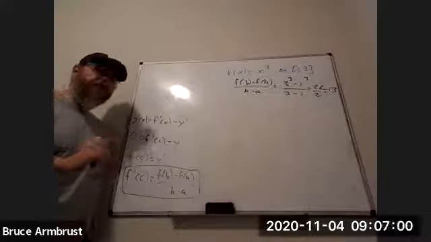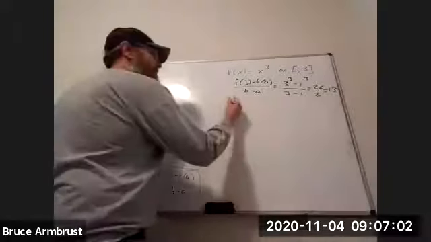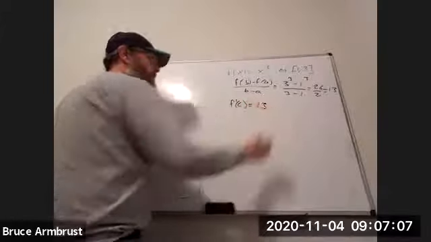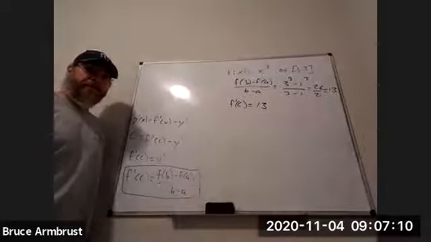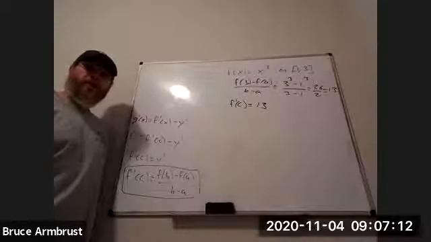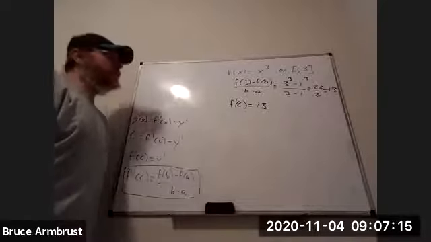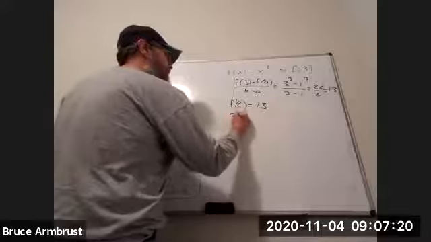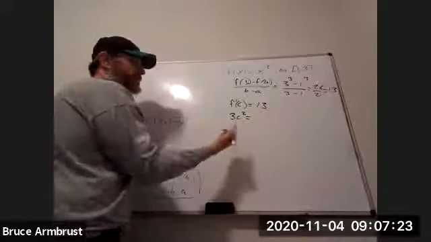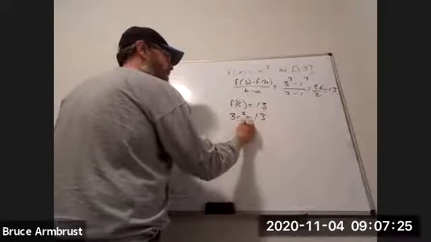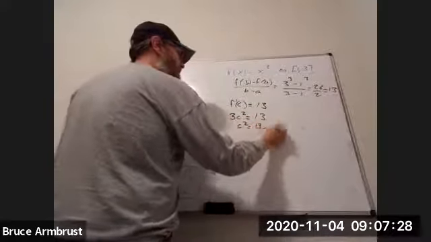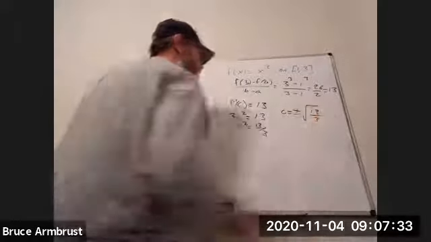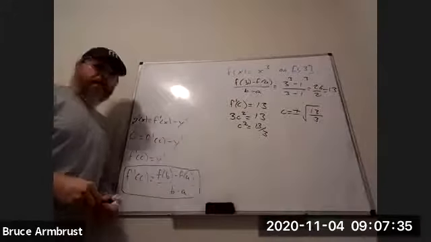All right, so now what the mean value theorem says is that there is some place where f prime of c equals 13. So let's find it. So let's look at the derivative. The derivative is 3x squared. So if I plug in c, it's going to be 3c squared. So c squared is 13/3, or c is equal to plus or minus the square root of 13 over 3.